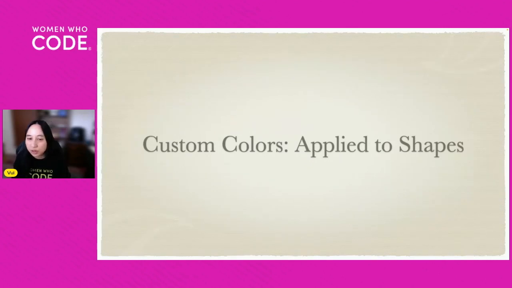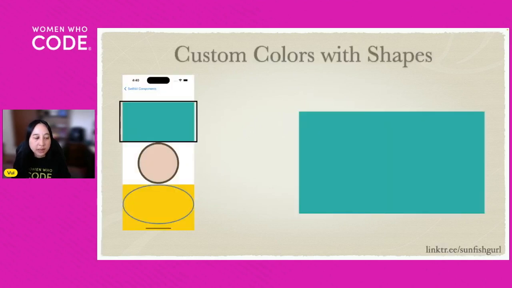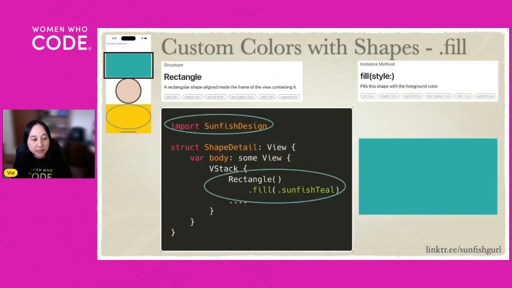Now we'll move on to our final segment, which is creating custom colors that we can apply to shapes. Here we want to draw a rectangle and fill it with our custom teal color. See how we use the Apple fill modifier syntax, but we are passing in our custom color, not the standard Apple teal color.